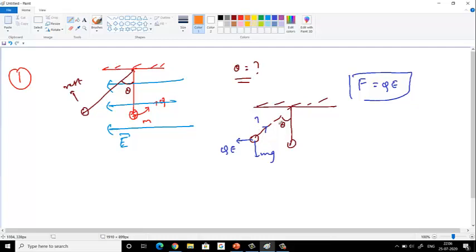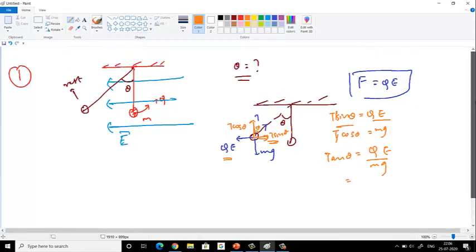Now let us resolve tension. If this is theta, this also becomes theta. So this becomes T cos theta, and this side we get T sin theta. We have done this a lot of times now. Because it is at rest, the force on the right side should equal the force on the left side, and the upward force should equal the downward force. So T sin theta is equal to charge into electric field, QE, and T cos theta is equal to mg. If you divide these two, T and T cancel and we are left with tan theta equal to QE divided by mg.